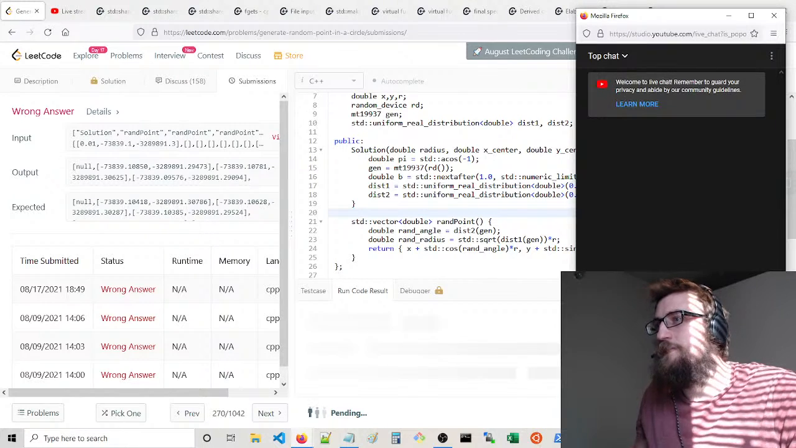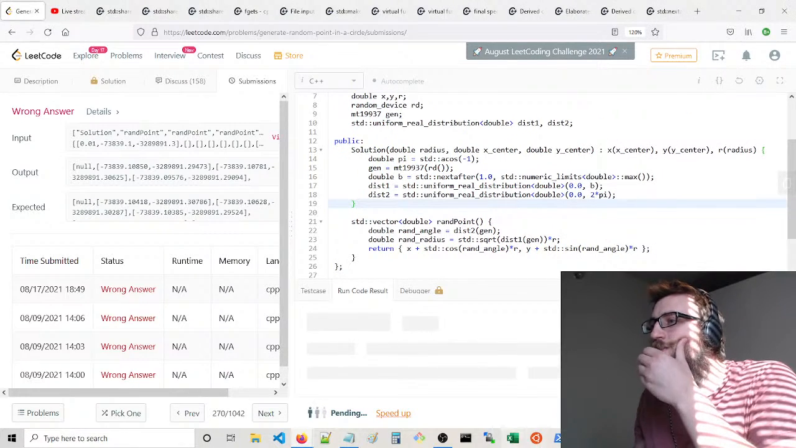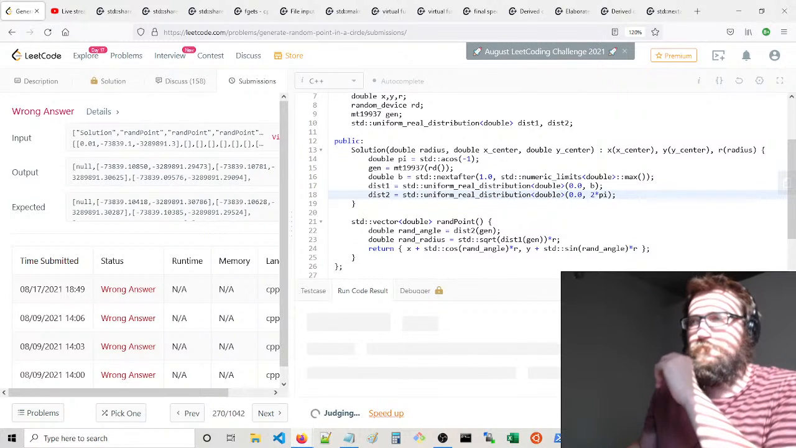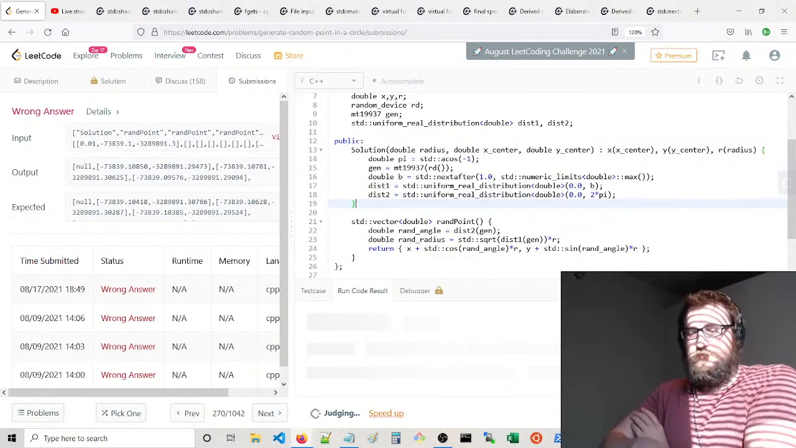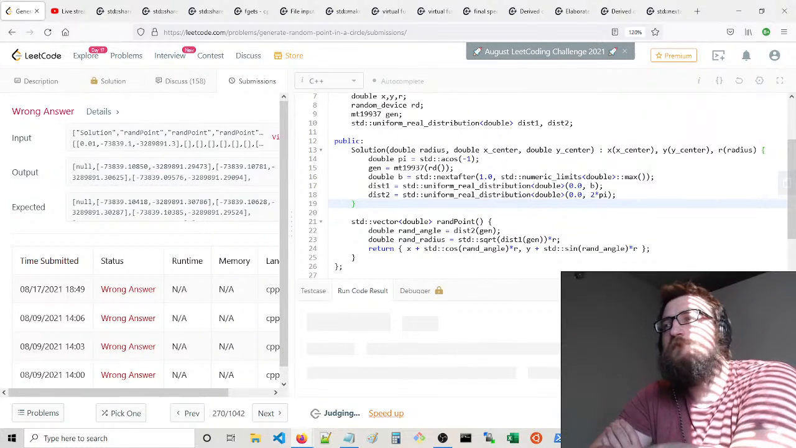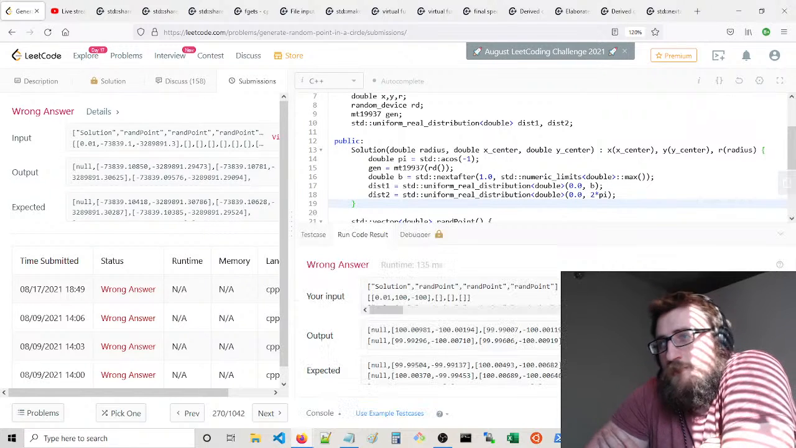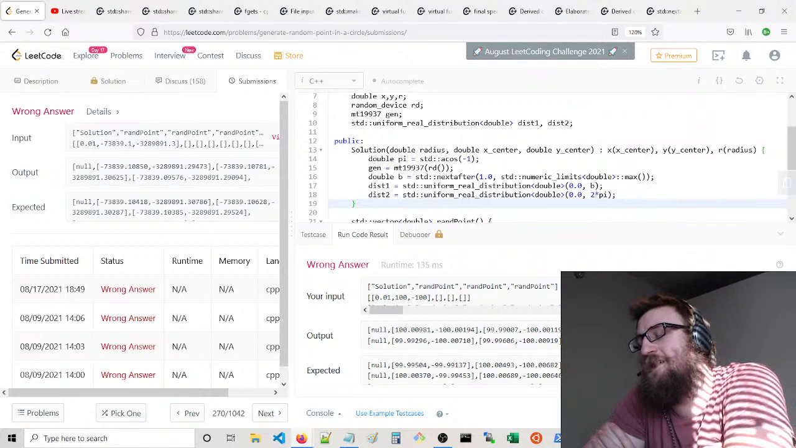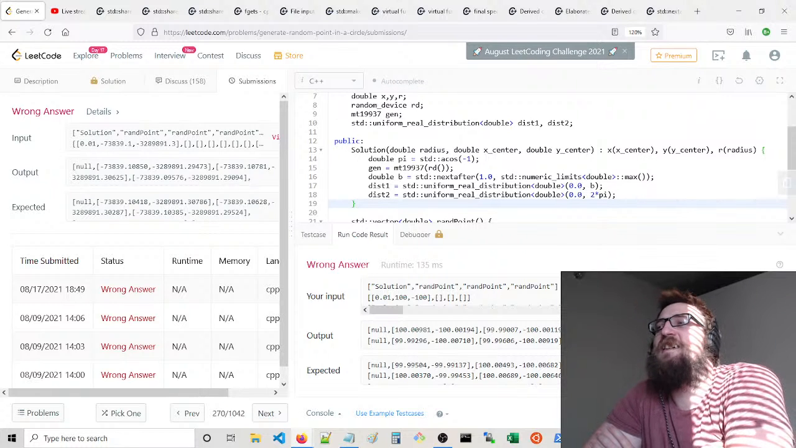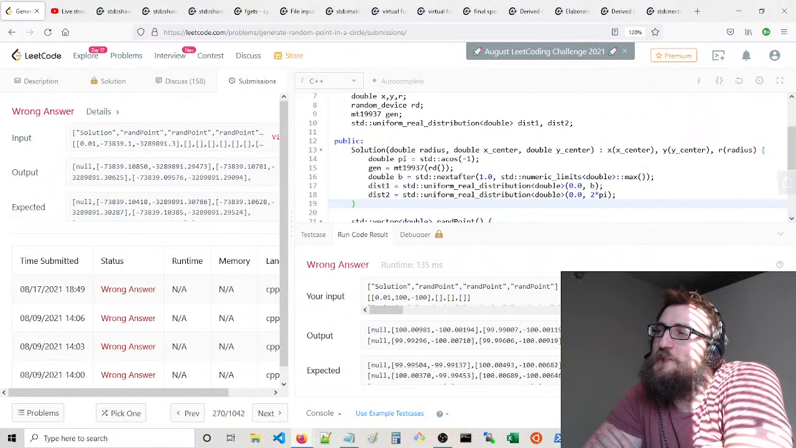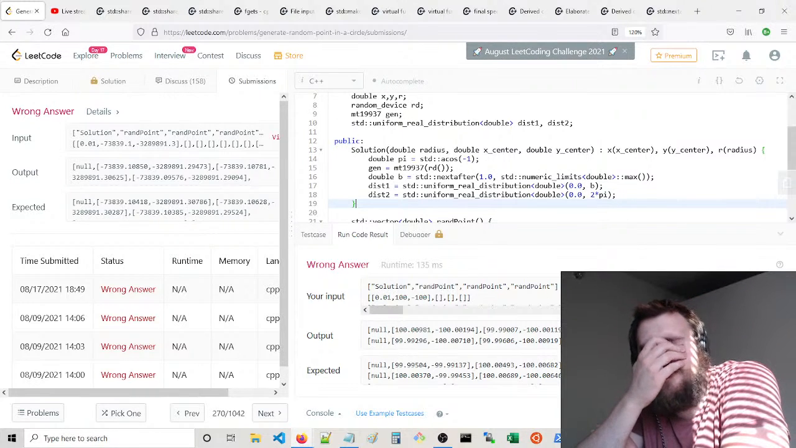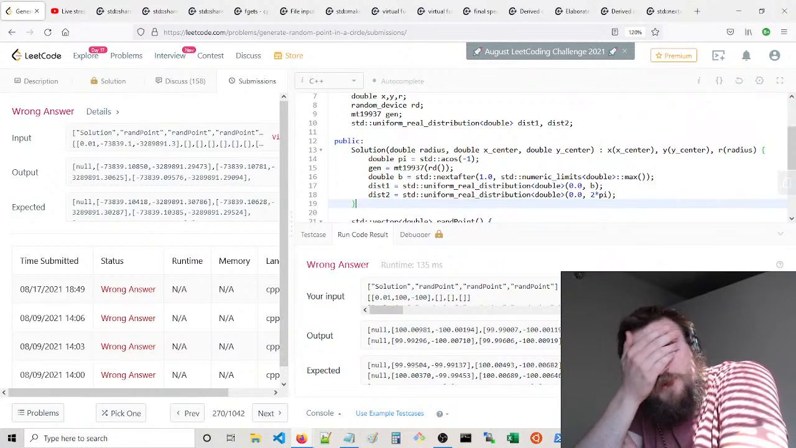Now we should see something interesting here. How much time do we have? Yeah, 25 minutes. Okay. So let's see what happens. Okay, wrong answer. Alrighty. So we need to figure out what we did wrong. We'll get to that in a moment. That's a little weird. I think this is supposed to be the correct answer, so I don't know why this is wrong.